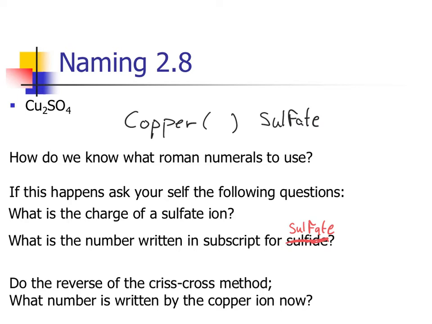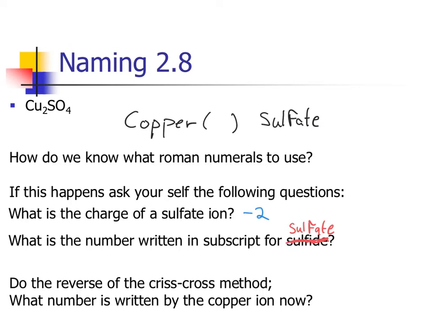This is key. Being able to identify the charge that the anion is supposed to have based on the location on the periodic table or through memorization of your polyatomic ions. We can see that the sulfate ion should have a negative 2 charge.